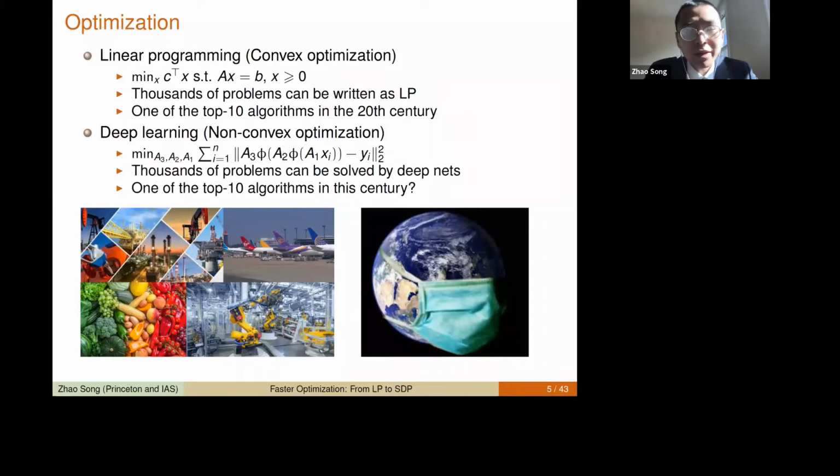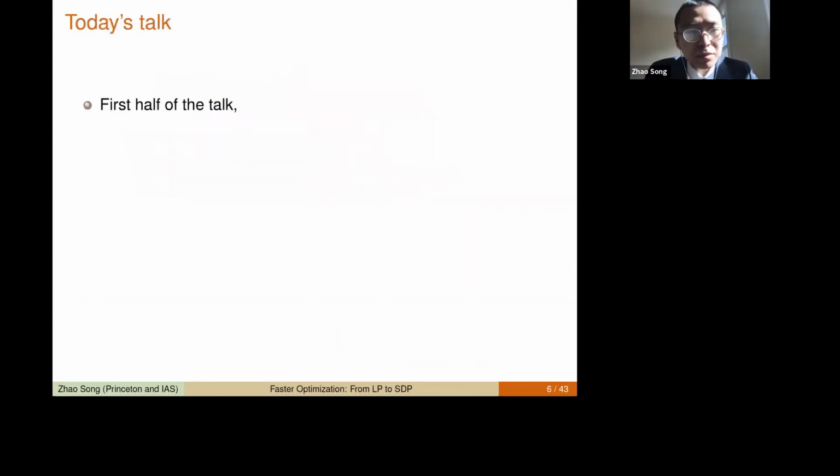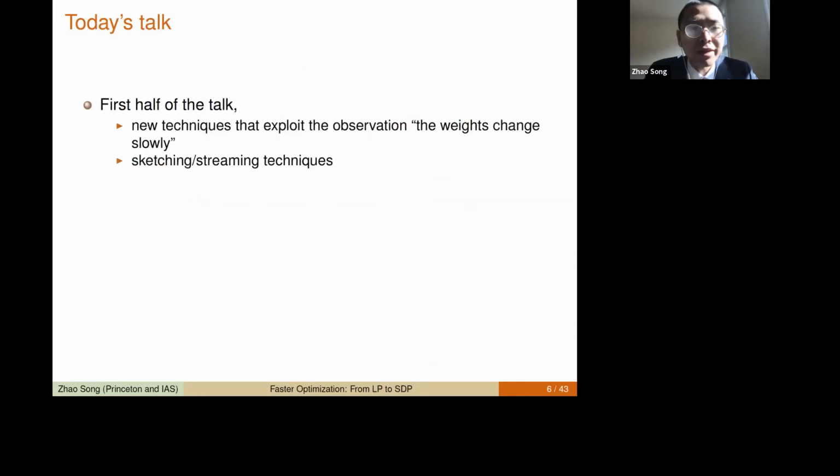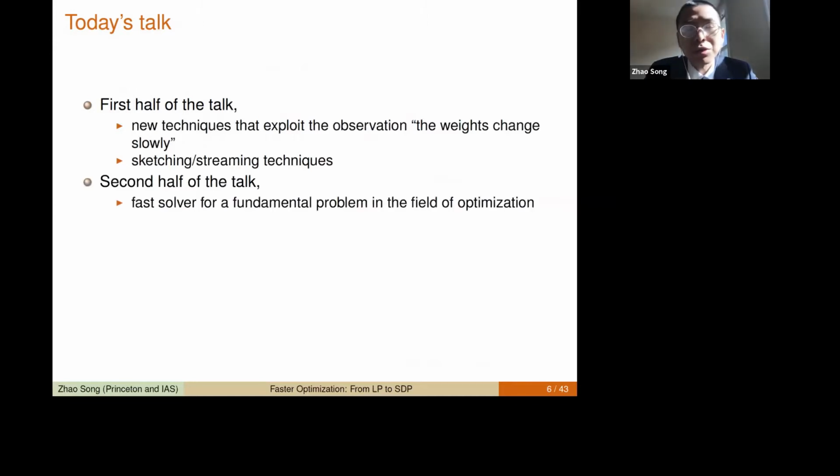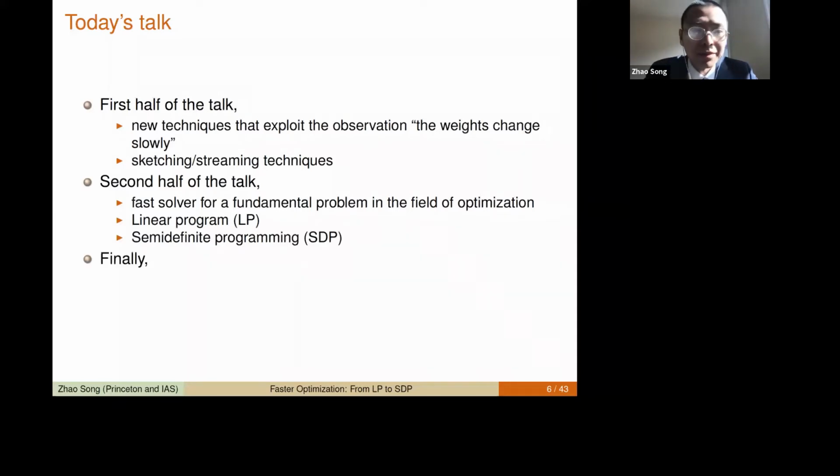So today I will tell you about some motivation from deep learning, and how to use it to improve some algorithms for linear programs. In the first half of the talk, I will mainly focus on techniques like the observation that the weights are changing very slowly, and also some streaming and sketching techniques. Then I will tell you how to use this idea to get a faster solver for several fundamental problems in the field of optimization, for example linear programming (LP) and semidefinite programming (SDP). At the end of the talk, I will show you some very promising and interesting future directions to work on.